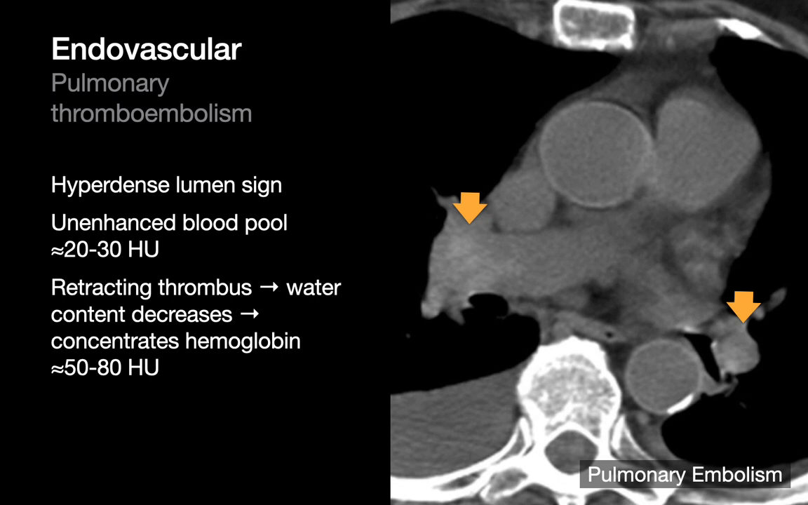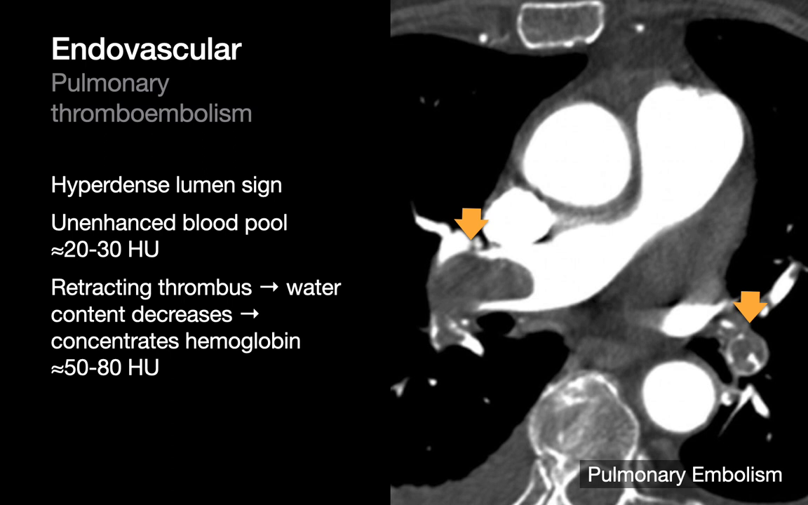If you've read head CTs, you may be familiar with the hyperdense MCA sign in the setting of an MCA clot. A correlate exists on non-contrast chest CT too. Sometimes central pulmonary emboli may be visible on non-contrast CT as a heterogeneous region of endovascular hyperattenuation. The cause, just like with hyperdense MCA sign, is due to the increased relative concentration of hemoglobin to water as a thrombus begins to retract.